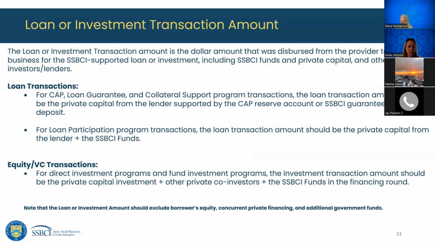These are fairly straightforward. For the CAP, loan guarantee and collateral support, it's going to be the private capital from the lender supported by the CAP reserve account or SSBCI guarantee or collateral deposit. For loan participation program transactions, the loan transaction amount is the private capital from the lender and the SSBCI funds. And for both direct programs and funds programs, it's the private capital investment plus other private co-investors plus the SSBCI funds in the financing round.